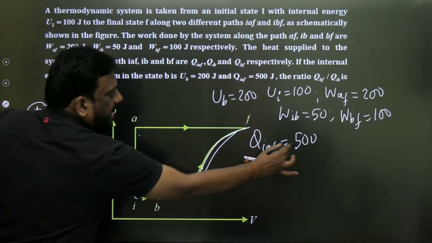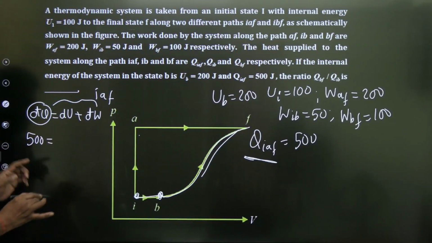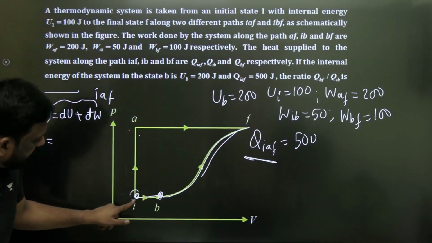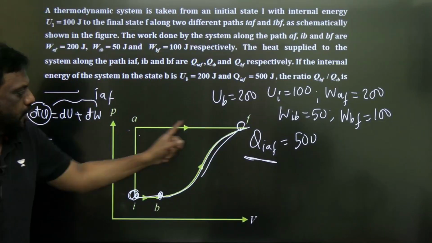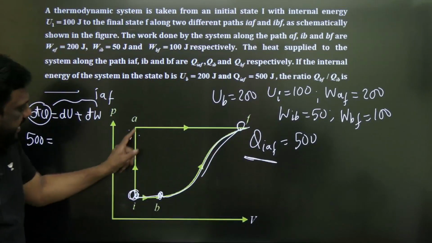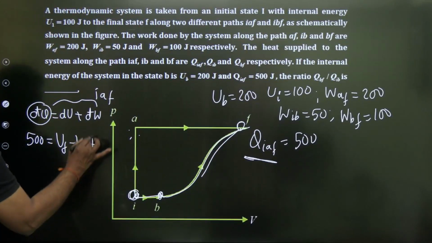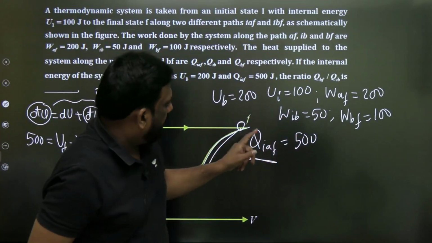What is the heat transfer for IAF? It is 500, and that is equal to dU. What is dU? We are moving from I to F. This is the initial state and this is the final state. Internal energy is a property, it will not depend on path. So the change for IAF is UF minus UI, plus the work in IAF.